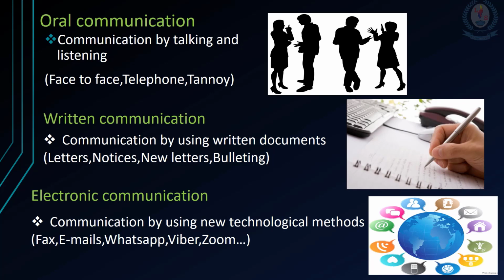Nowadays we are experiencing electronic communication very much, right? As examples, fax, emails, WhatsApp, Viber, Zoom. Electronic communication is developing nowadays, and it is very easy to communicate with each other. But at the same time, oral communication and written communication are also very important. So you can understand that oral communication is always talking, and written communication is using written documents. Electronic communication means using the internet or new methods, new technology, right? So these are the three methods of communication.